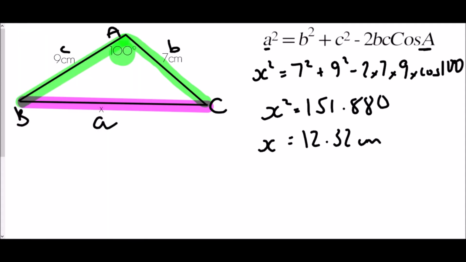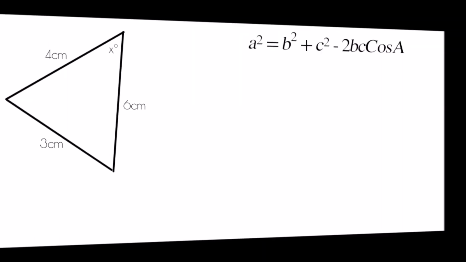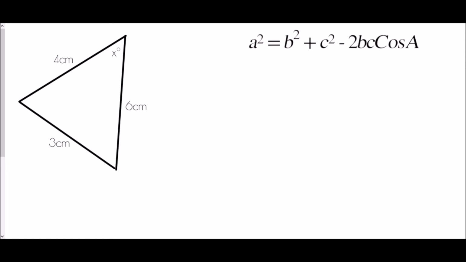centimeters. And again, if we have a look at that, a is going to be quite a long side, as the 100-degree angle makes it longer than the 9 and the 7, but it's still a sensible result for that question. Okay, so next we're going to look at finding an angle using the cosine rule.